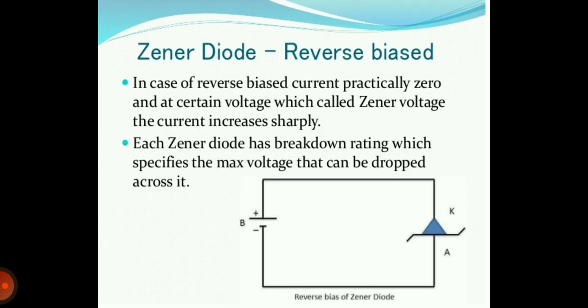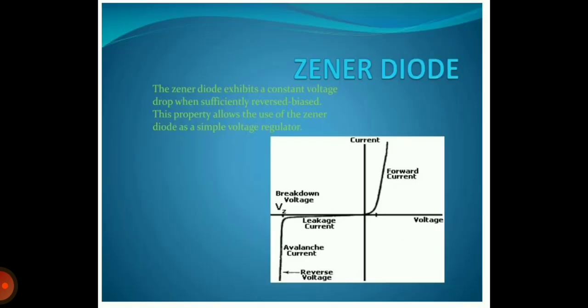But Zener diode is popularly used in reverse biasing mode. This is the circuit arrangement for Zener diode in reverse bias mode. In reverse bias, current is practically zero until a certain voltage, which is called the Zener voltage, where the current increases sharply. Each Zener diode has a breakdown rating which specifies the maximum voltage that can be dropped across it. Means as a voltage regulator, we can use Zener in reverse biasing mode. And the reverse breakdown voltage can be decided by adjusting the doping level.